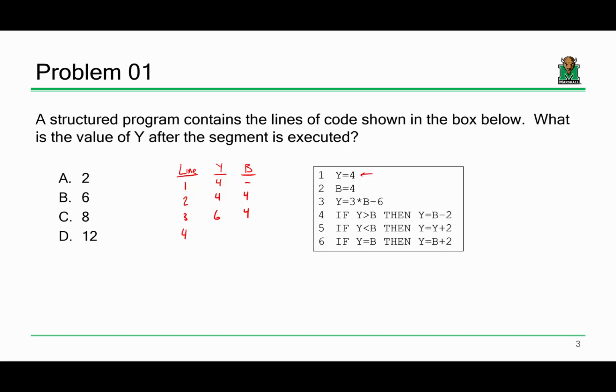So the question is, it says if y is greater than b, then this happens. Well, is y greater than b? I'll say yes, that is true, because 6 is greater than 4. If that's the case, then y equals b minus 2. So this is another instance where b doesn't change, and y is b minus 2. 6 minus 2 is 4.